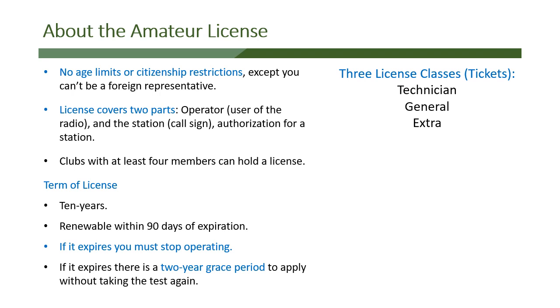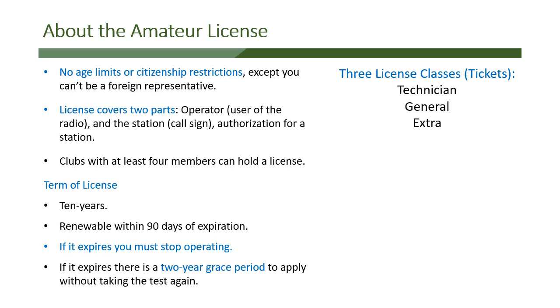They're renewable within 90 days of expiration, which means you cannot renew this license when you're 95 days from expiration. The system will just kick you out and say, wait till you're within 90 days. If it expires, you must immediately stop operating. The minute it expires, you are done operating.